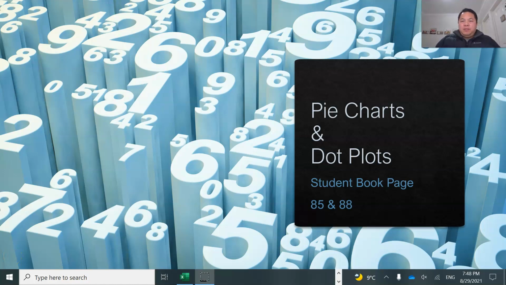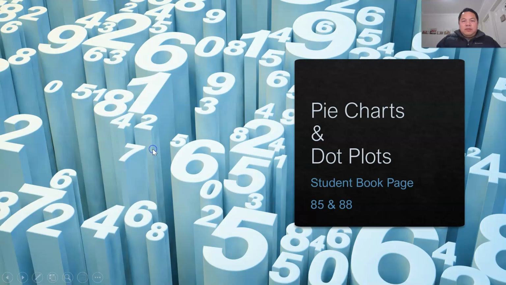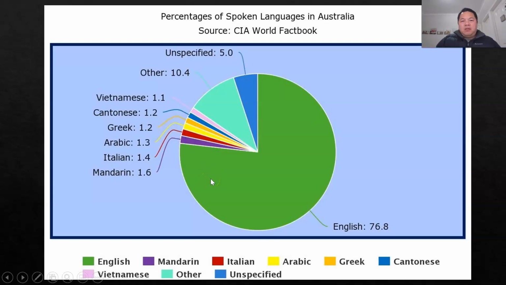Today we are focusing on pie charts and dot plots, two very interesting diagram tools for us to interpret information from graphs and then answer the questions using data provided. So let's have a discussion. Look at this particular chart here. It shows you the spoken languages in Australia.